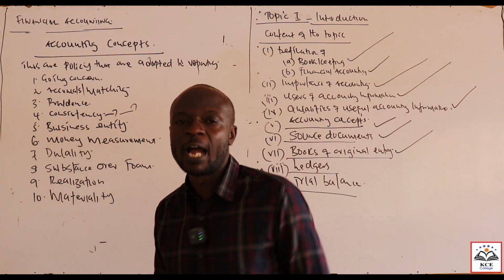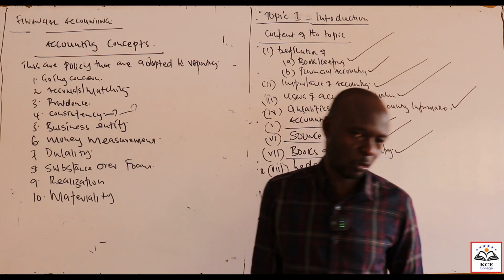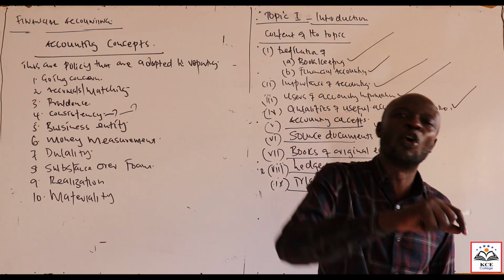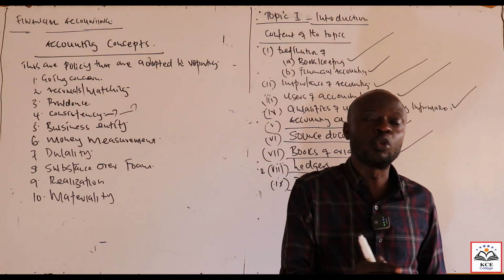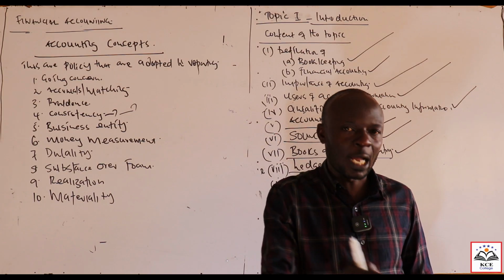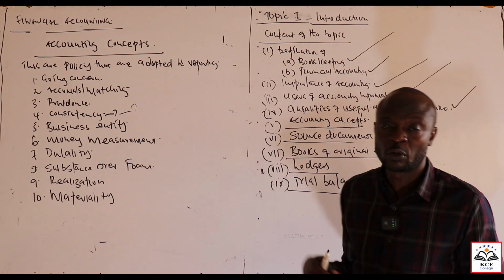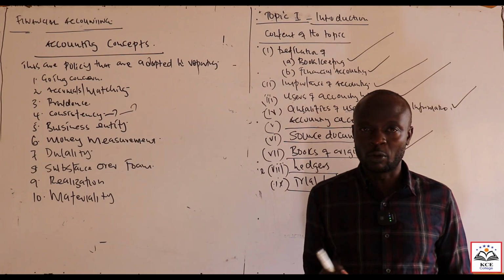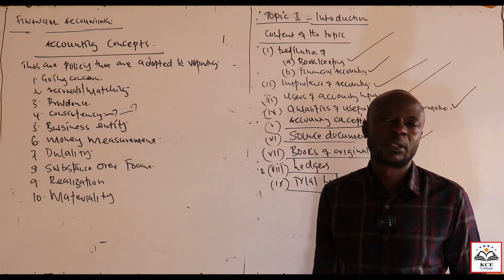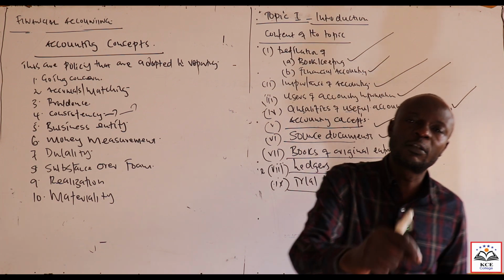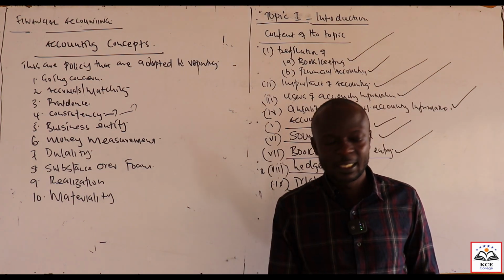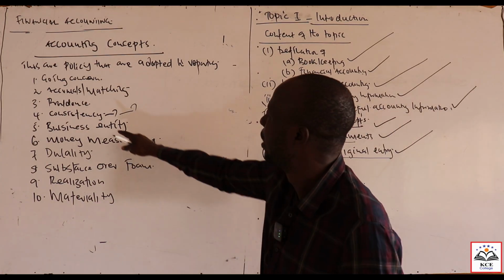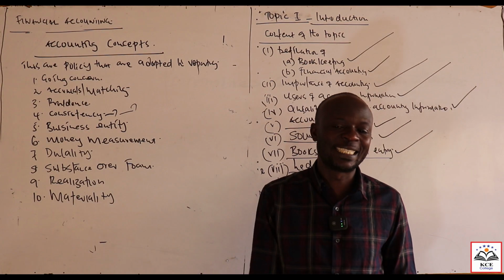For example, we have different methods of valuing stock. So we have opted for a particular method. We should use that method on all stock items. Then the same method should be applicable from one accounting period to another. We should not use this method this year, and then next year we're using another method. That is not what this concept advocates for. It advocates for similar treatment of similar items, and the same method should be applicable from one period to another. That is what we call consistency.